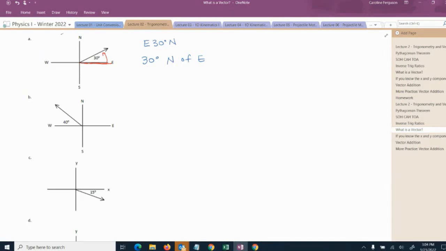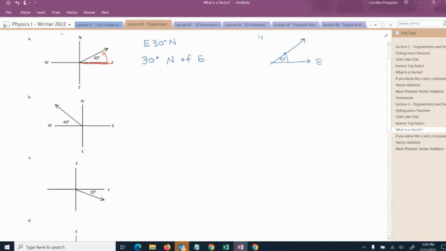Okay, I'll explain it again because it's confusing. The first one is east 30 north. That means from the east line, you're going 30 degrees towards north, because this is north up here. So you're traveling 30 degrees towards north. That would represent this vector's direction.